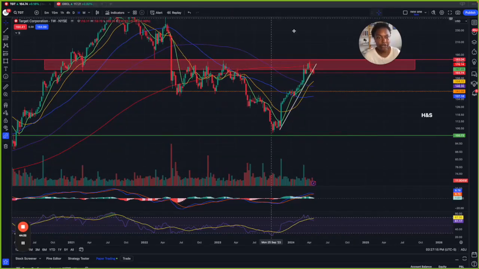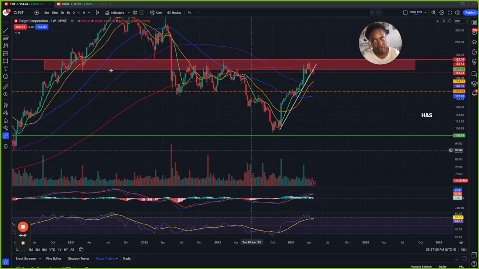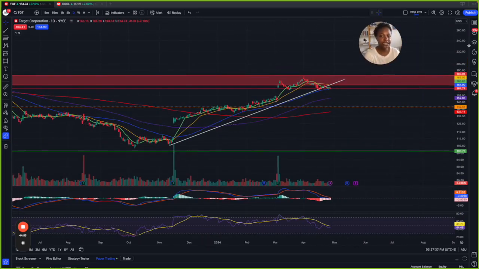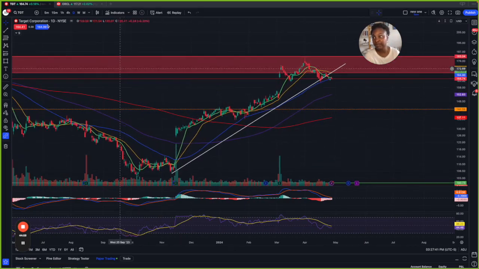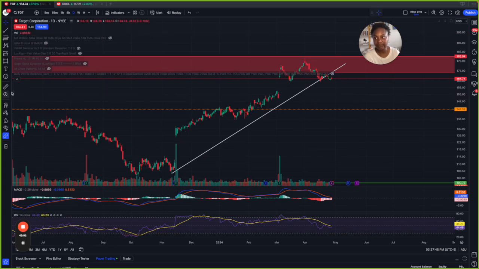So target here on the weekly, failing to break above this 200 MA. We have a bearish crossover on RSI, but it's near oversold territory, so it's bullish too. MACD's momentum is starting to slow down just a tiny little bit. Target isn't the most traded stock out there, right? So we see here on the daily this beautiful trend line that we have. Let's turn these averages off so we can actually see.